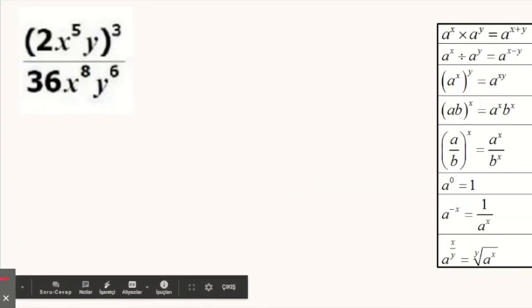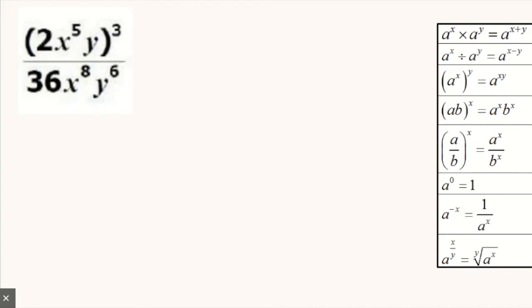Alright, now we have a few questions that we're going to use these rules for. First, let's start with denominator.